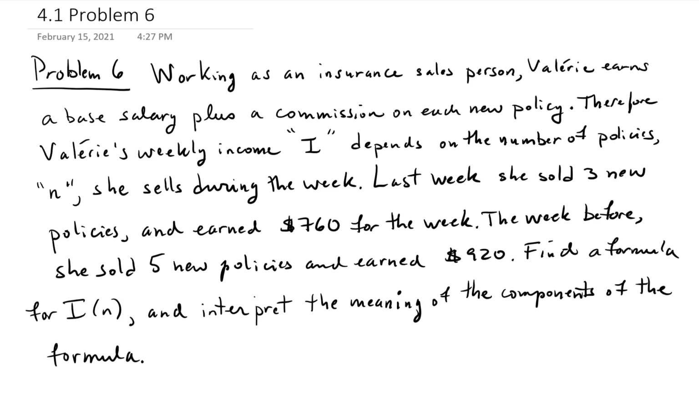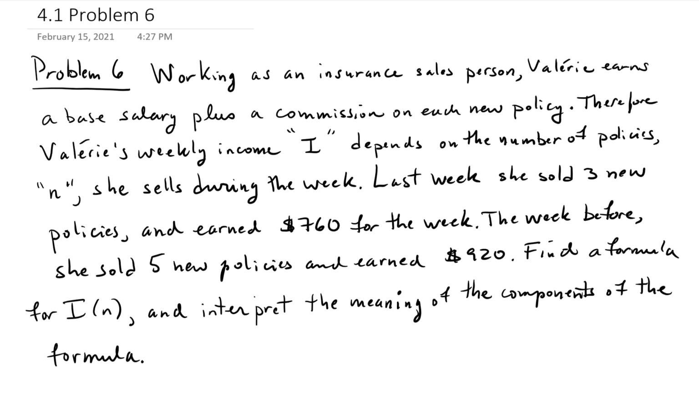Problem number 6. Working as an insurance salesperson, Valerie earns a base salary plus a commission on each new policy. Therefore, Valerie's weekly income, I for income, depends on the number of policies, N, she sells during the week. Last week, she sold 3 new policies and earned $760 for the week. The week before, she sold 5 new policies and earned $920. Find a formula for I of N and interpret the meaning of the components of the formula.